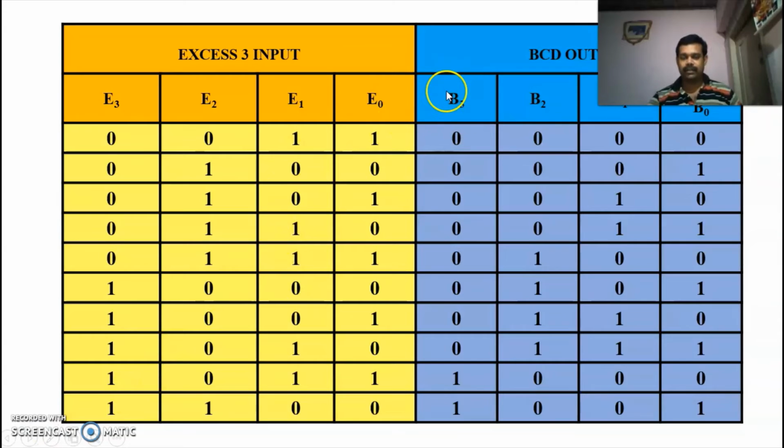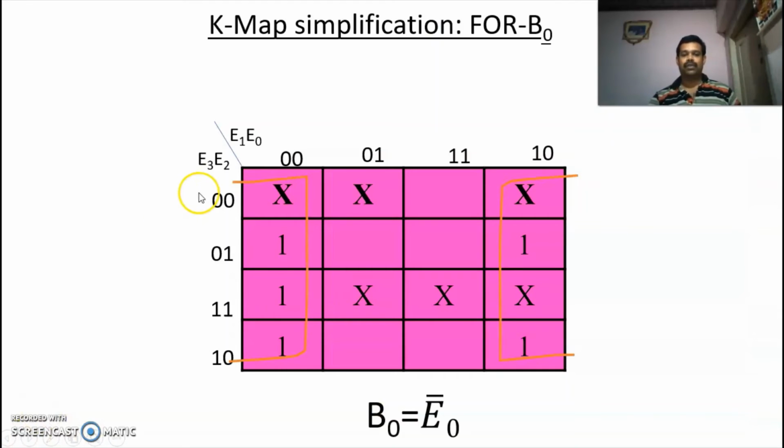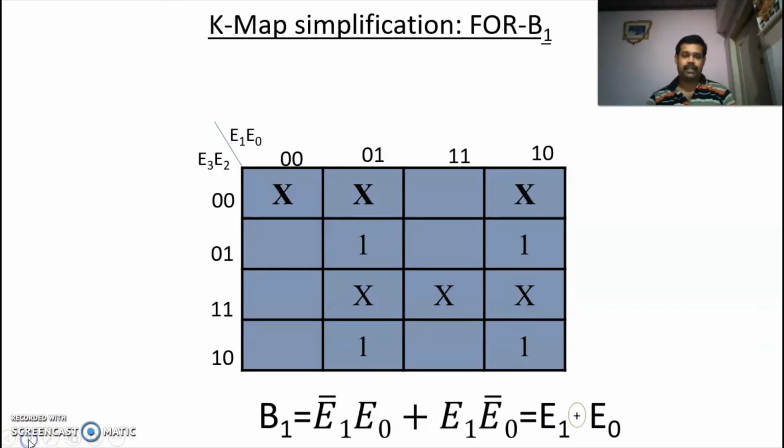So first you have to take the column of B3. Wherever you are having 1, you have to plot, group, then find the expression. Similarly for B2, B1 and B0. So we have plotted the ones and for unused states we have put don't cares. Then the expression for B0 is E0. Then for B1 we have grouped like this and the expression is E1 bar E0 plus E1 E0 bar. This expression is similar to the expression of XOR gate. So we have written it as E1 XOR E0.